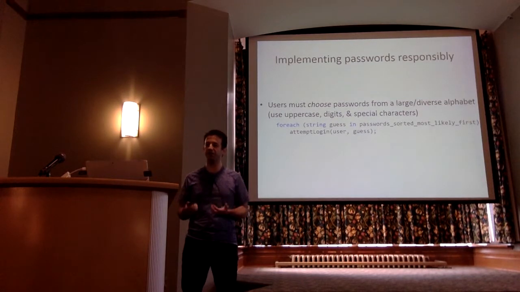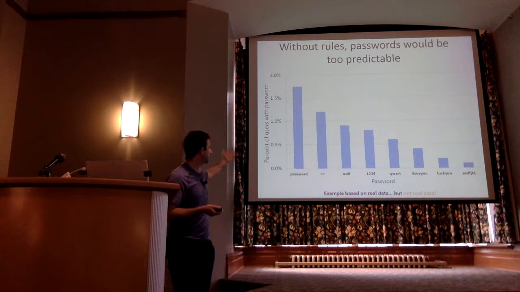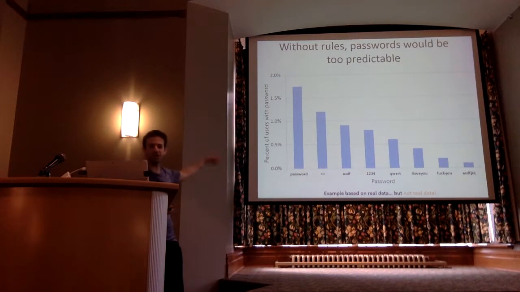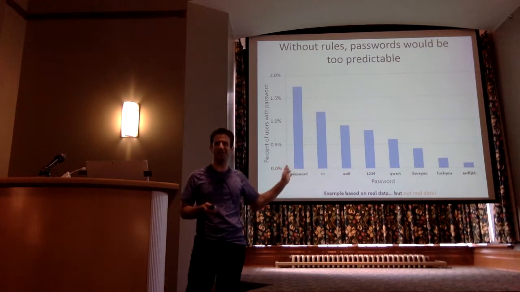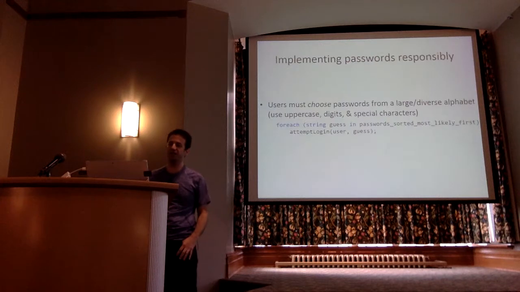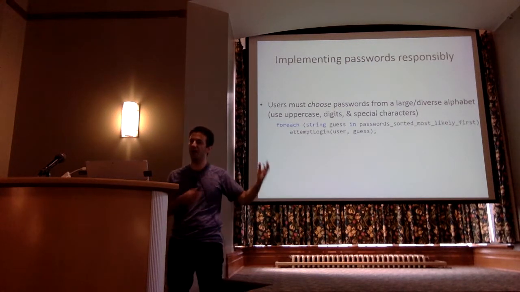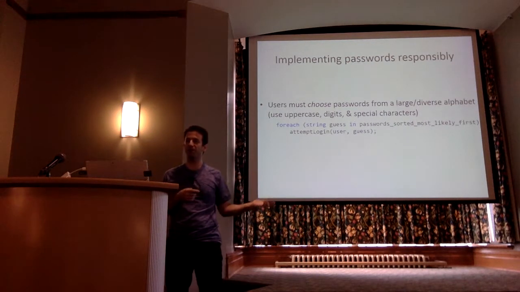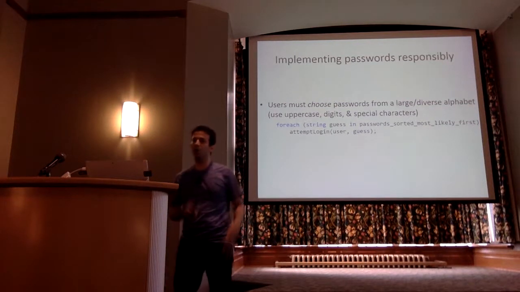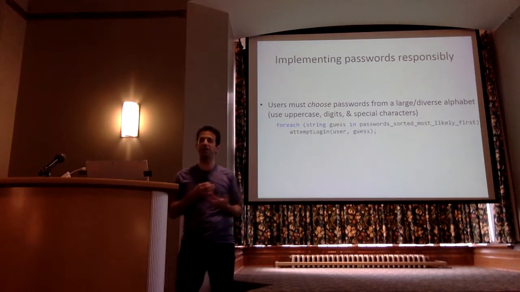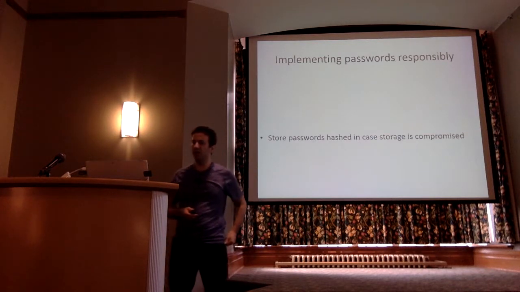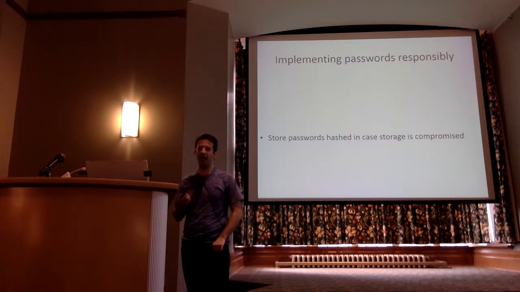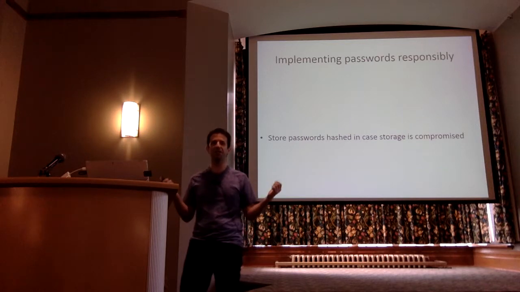You don't want this cluster of popular passwords that looks like this, where close to 2% of users are choosing "password," a bunch are using the null string, and so forth. This is based on real data, but it's not exactly real data because there's certain data I can't use. So if we have this model where they're going from the most popular to the least popular, we're hoping that these rules eliminate those popular passwords, so that we now have passwords that are harder to guess. Storing passwords hashed. How many of you know what that means?